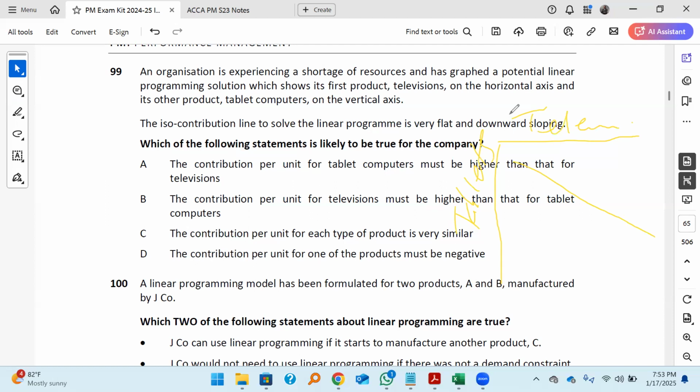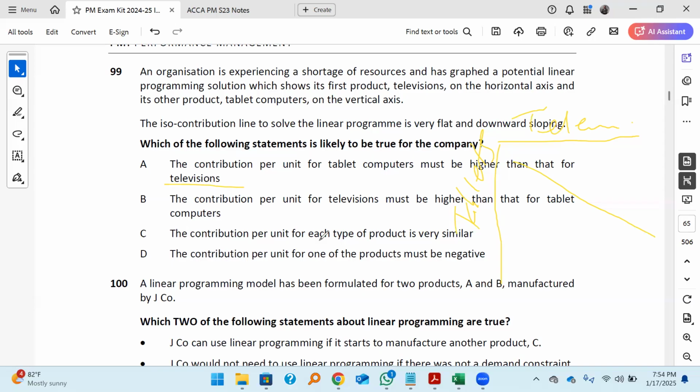Now they're asking which of the following statements is likely to be true for the company. They have given us options. The contribution per unit of the tablet computers must be higher than that for the television. Contribution per unit of the television must be higher than that for the tablet. Contribution per unit of each of the products is very similar. And contribution per unit of one of the products must be negative.